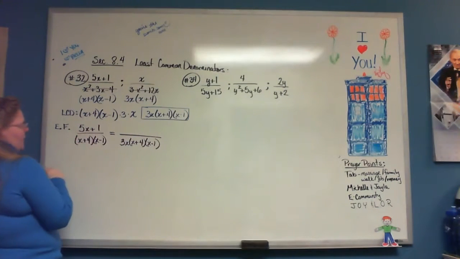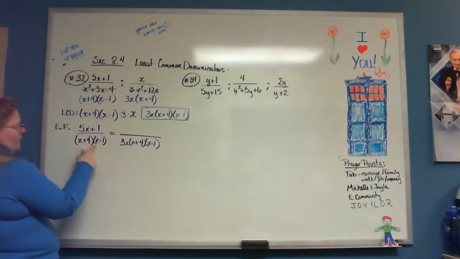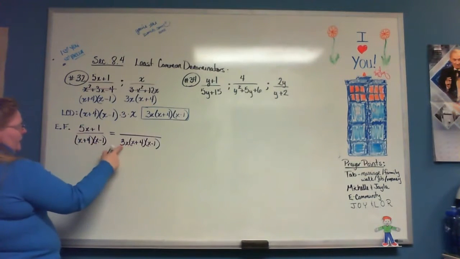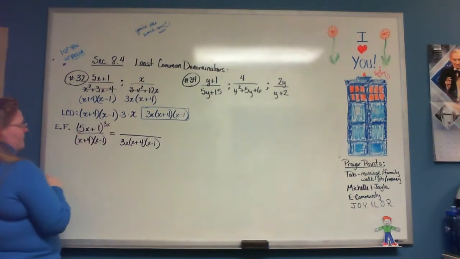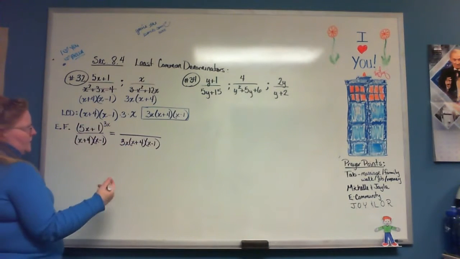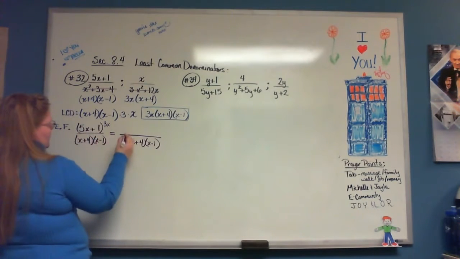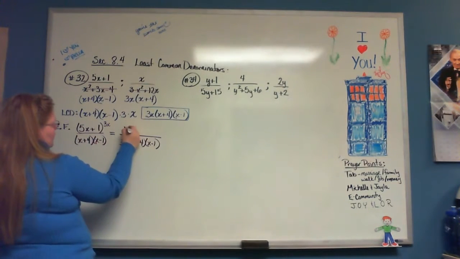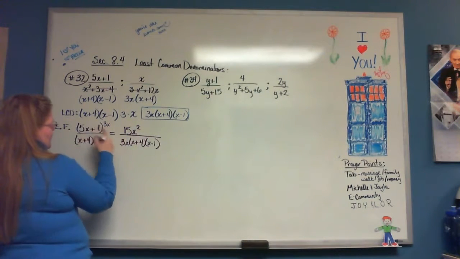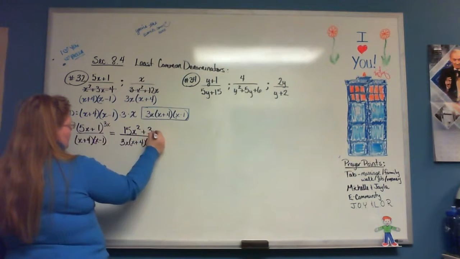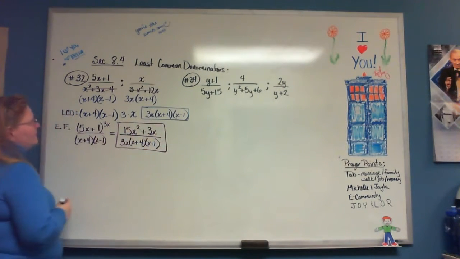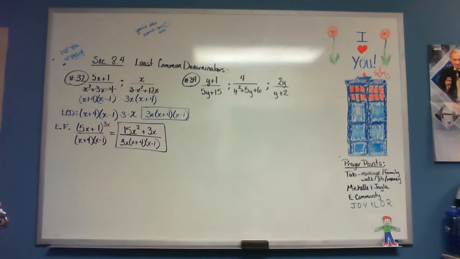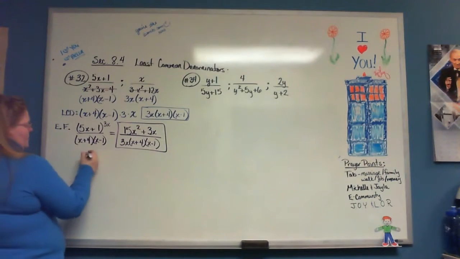So what do I need to multiply my top by? Well, we got that already. I need my 3x. And go ahead and multiply it out. So 3x times 5x is 15x squared. And then 3x times 1, 3x. That's one equivalent fraction.